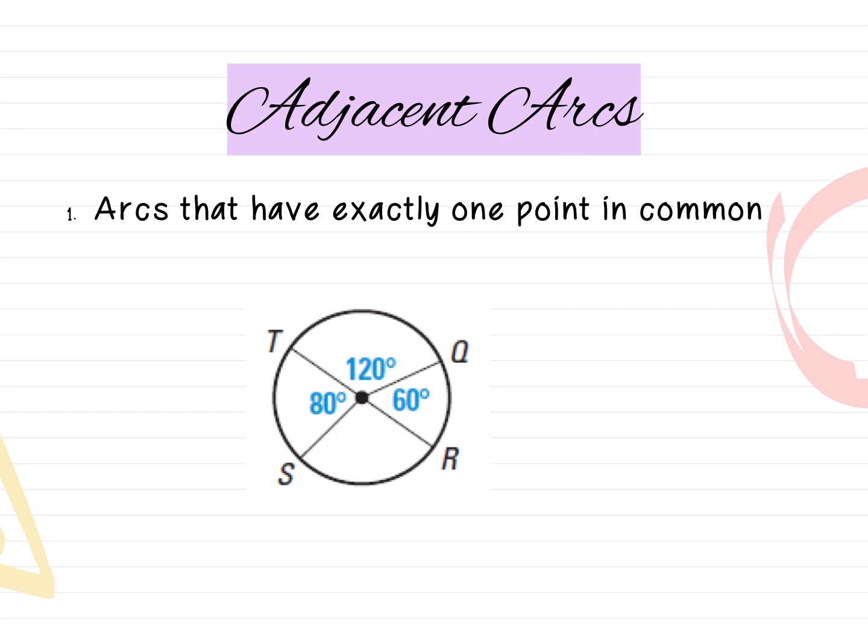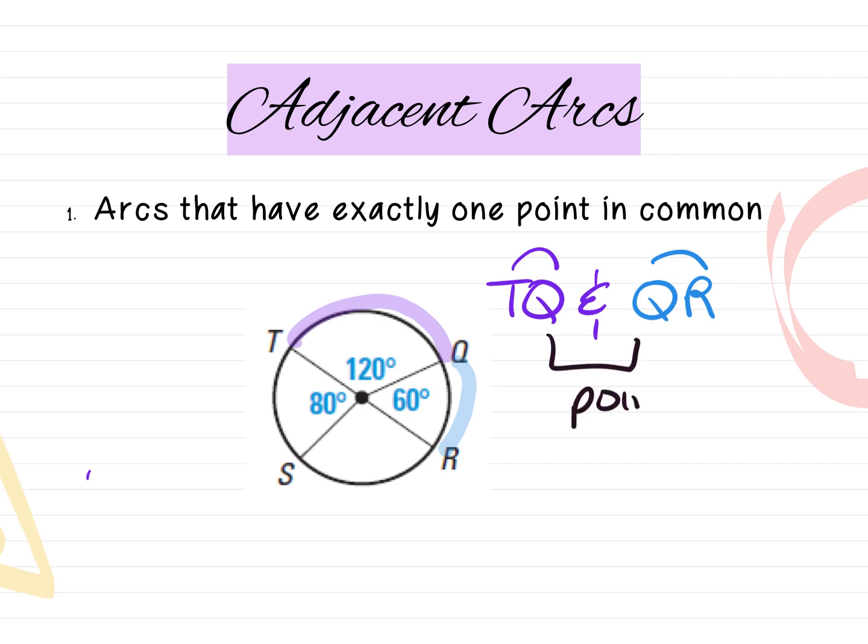So an example for a pair of adjacent arcs could be TQ is adjacent to QR. So I could say TQ and QR are a pair of adjacent arcs. And again, remember to include the arc symbol on top. Notice the point in common is the point Q. Now, adjacent arcs cannot overlap. They just have to be sitting right next to each other.